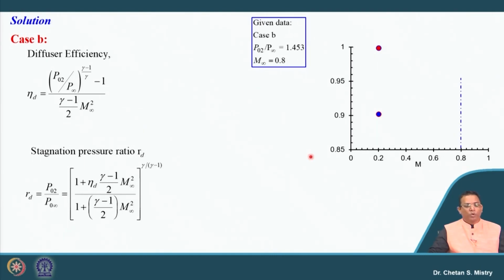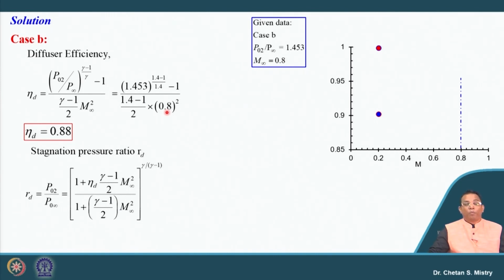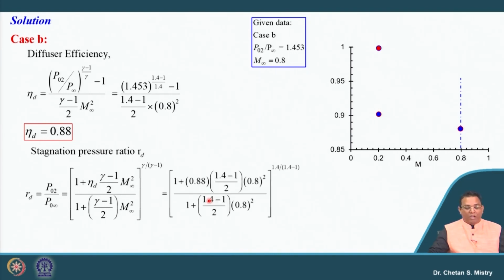Now, case 2: we are given a pressure ratio of 1.453 and Mach number of 0.8. Let us put these numbers here. With a pressure ratio of 1.453 and Mach number 0.8, my diffuser efficiency comes to 0.88. So, putting that on the chart, this is 0.88. And my stagnation pressure ratio, if I calculate, comes to 0.953. Let me put this as a number.